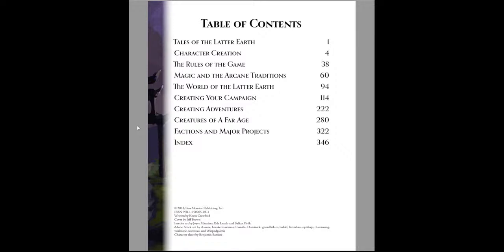So on page 114, we have creating a campaign, and then it goes into creating adventures, which is page 222. So that's about 108 pages just talking about creating your campaign. That's pretty significant, a lot of page count dedicated to creating your campaign, and they make a distinction between campaign and adventures.